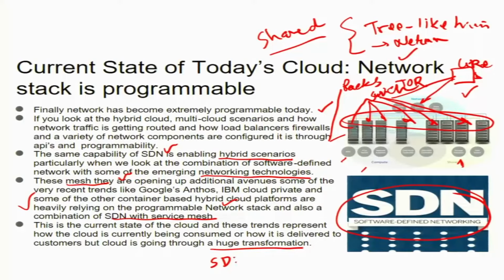So SDNs, when they virtualize the network, divide the network into two parts. One is called the control plane, and the other is called the data plane, or user plane. The control plane means that you can program this network so that the network stack is programmable based on different vendors or providers. So this is another current trend of today's cloud.